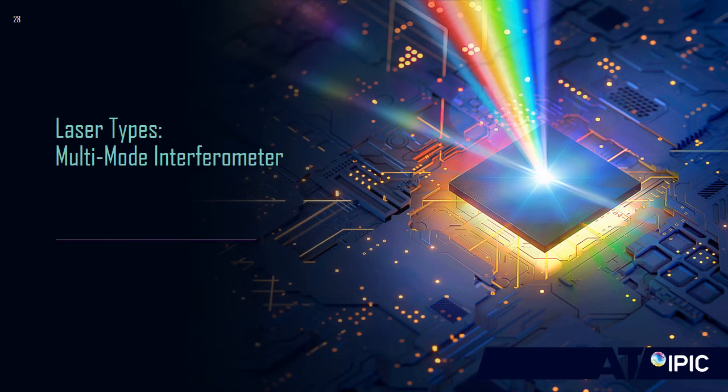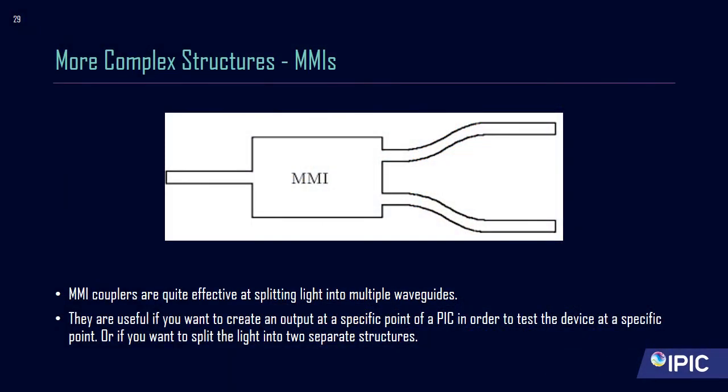So the final laser type I'm going to talk about is the multimode interferometer. Here's a simple example of an MMI. An MMI is typically named after the number of inputs by the number of outputs, so this would be a 1x2 MMI. MMIs are quite effective at splitting light equally into multiple waveguides. As light propagates here, half the power would go through here and the other half through here.